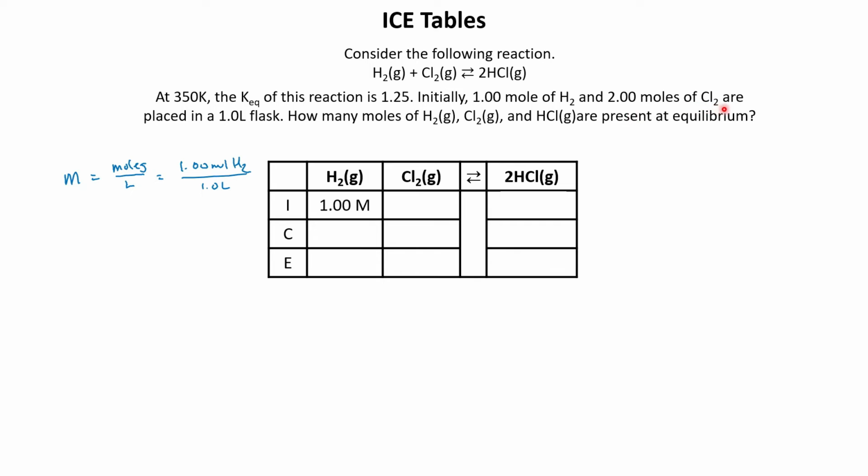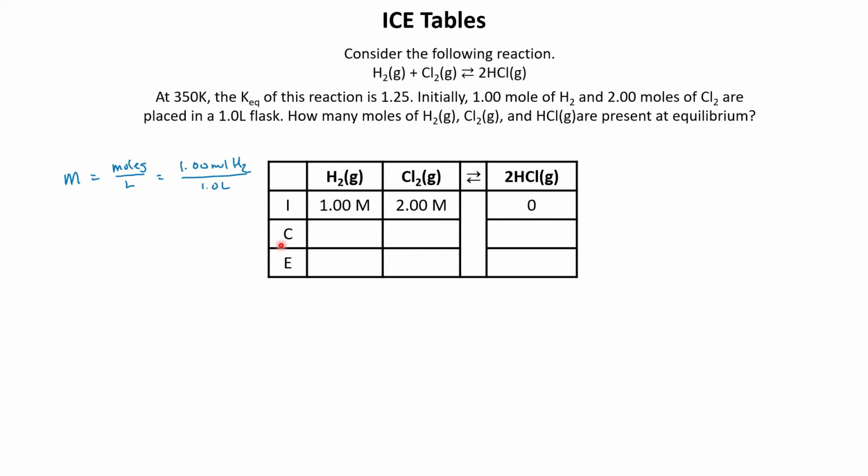It's just as easy with chlorine. We have 2 moles in a 1-liter flask. I won't bore you with the calculation. That is a concentration of 2 molar. This is an initial condition. We have put hydrogen and chlorine in the flask, and we are allowing this to come to equilibrium. So our initial concentration of hydrochloric acid is going to be 0.